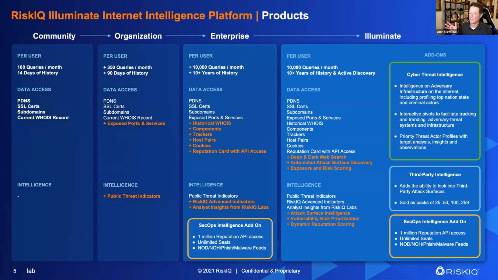And in particular, the thing we're going to be using today is RiskIQ Illuminate. And so if you want to hit the next button, it'll kind of draw an orange square around that.